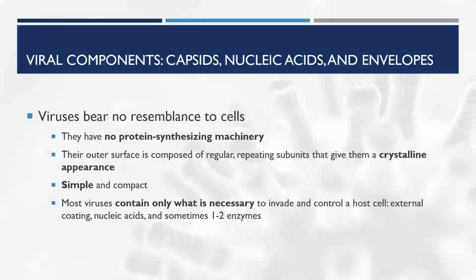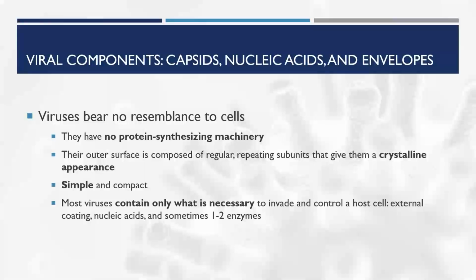Okay, so viral components, we're going to go through capsids, nucleic acids, envelopes, but before we get there, viruses resemble their own thing. They're not cells, they're not even trying to look like cells. And some key things to keep in mind are they have no protein synthesizing machinery. So I know chapter 8, we haven't got there yet, but chapter 8 goes through transcription, translation, how do we make RNA? How do we take that RNA and make protein? Viruses still need protein, but they don't have any of their own machinery.